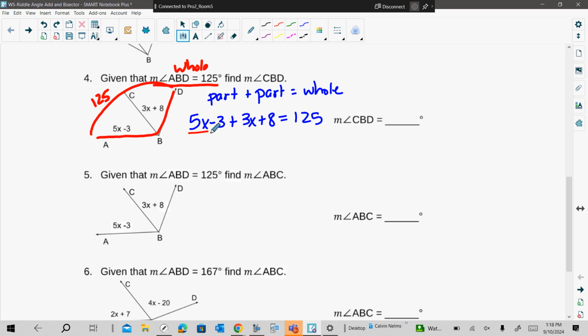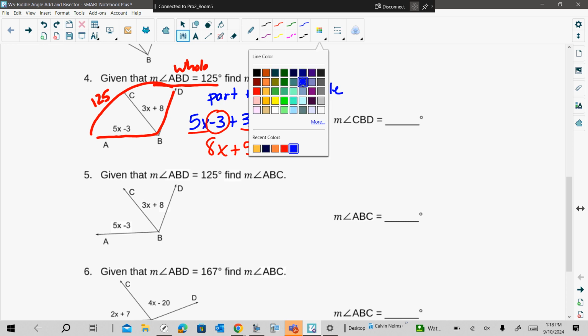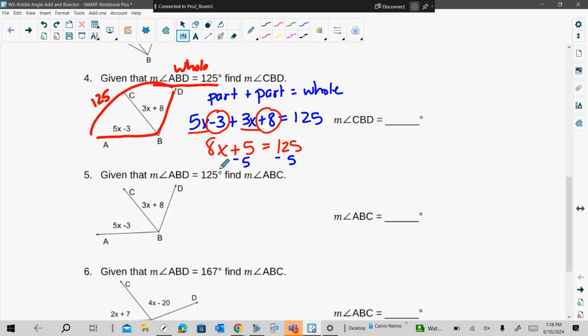We need to combine like terms, the variables together, that's 8x. Our constants are minus 3 and plus 8, which leaves me with plus 5 equals 125. Now, we need to solve for x so we can get to the measure of the angle. So when I solve for x, I need to subtract this 5. This will give me 8x equals 120. x is 15.